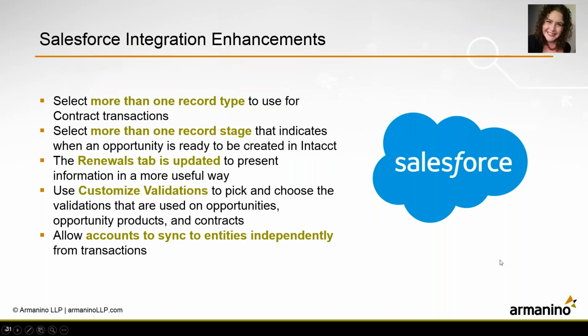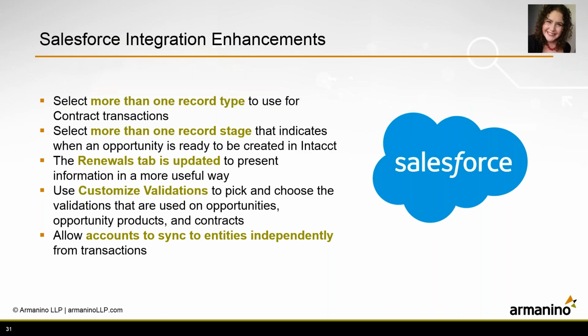So for the Salesforce integration, this is the advanced CRM integration. If you are using that integration, there's a number of enhancements that have been done, and it's primarily on the Salesforce side this time. So now in Salesforce, you can select more than one record type to use for contract transactions. Previously, you could only select one. So this is a big enhancement that a lot of people were looking forward to.